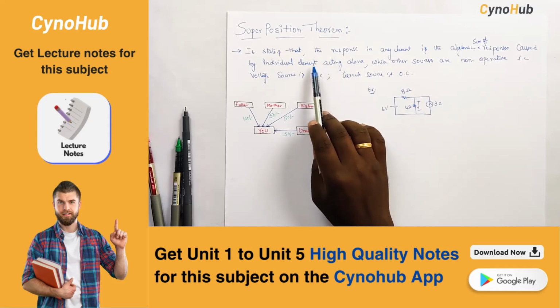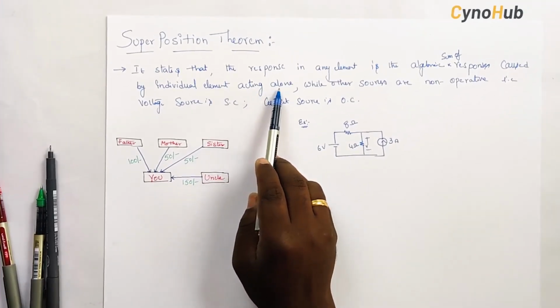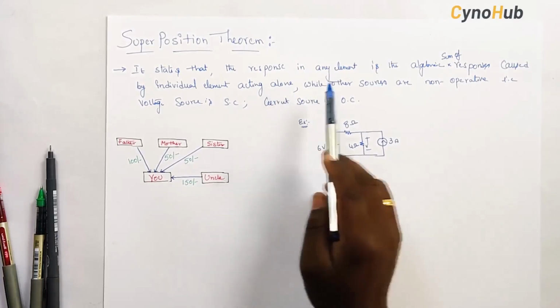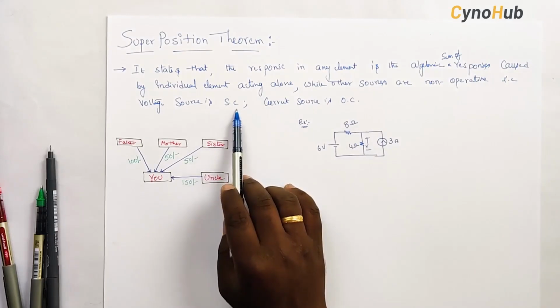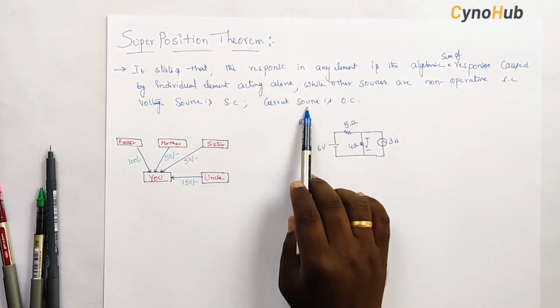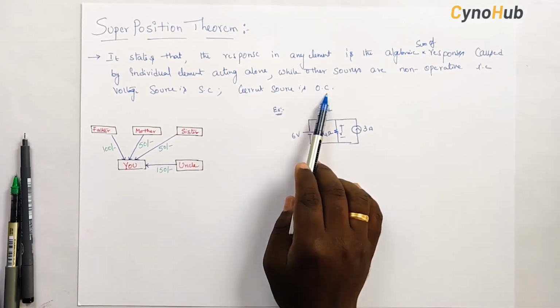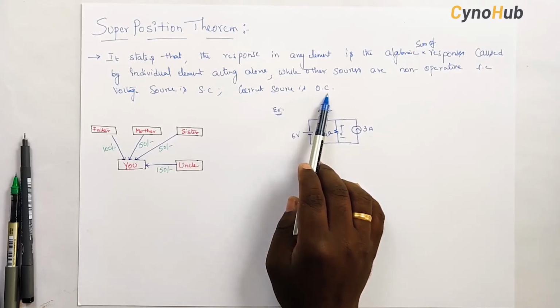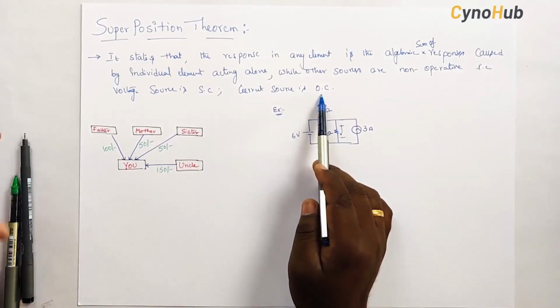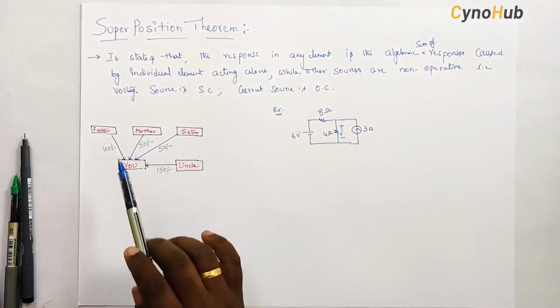That means only one element should act at a time. What about the other elements or other sources? Voltage sources must be short circuited and current sources must be open circuited. Okay. Now, to understand this, I will take one example.